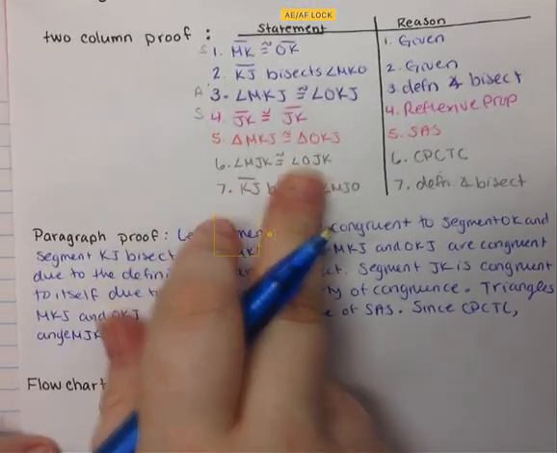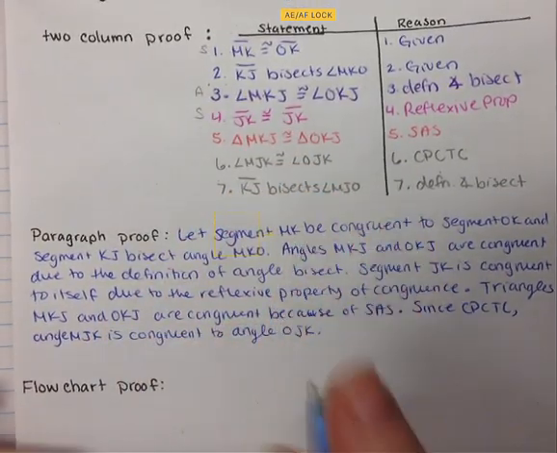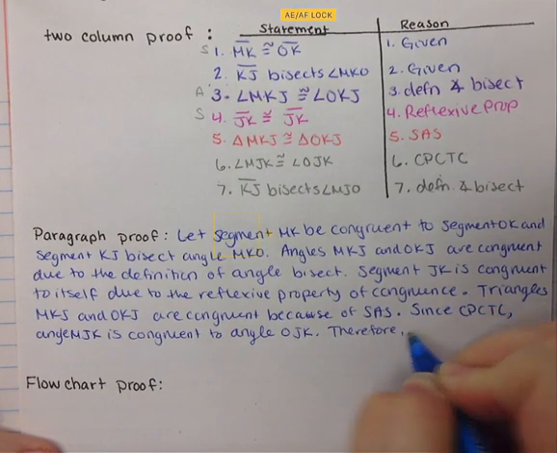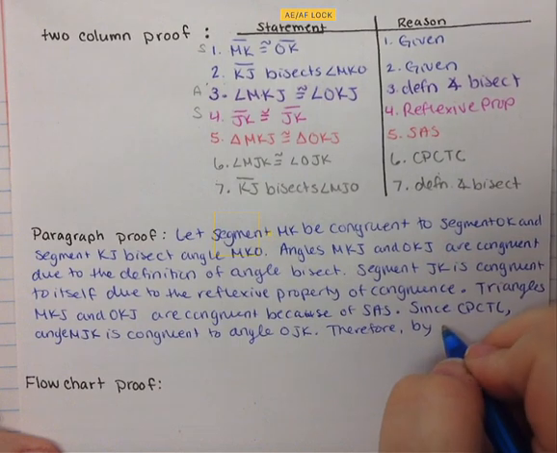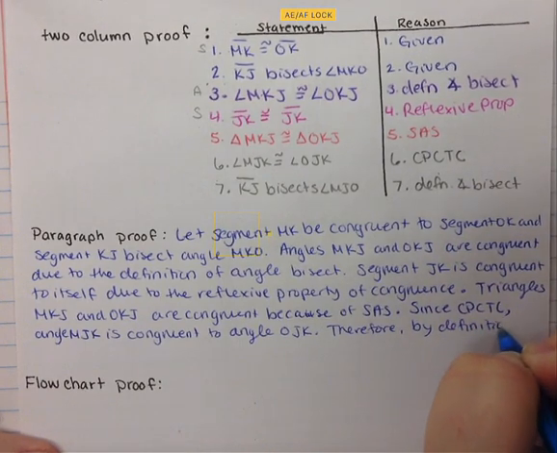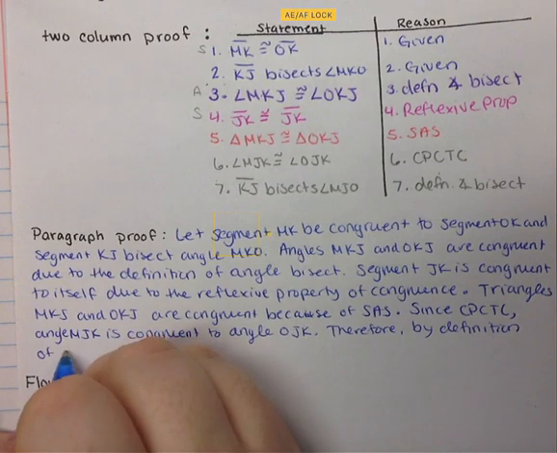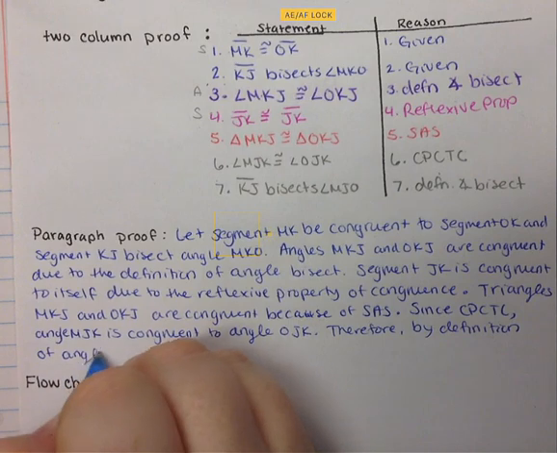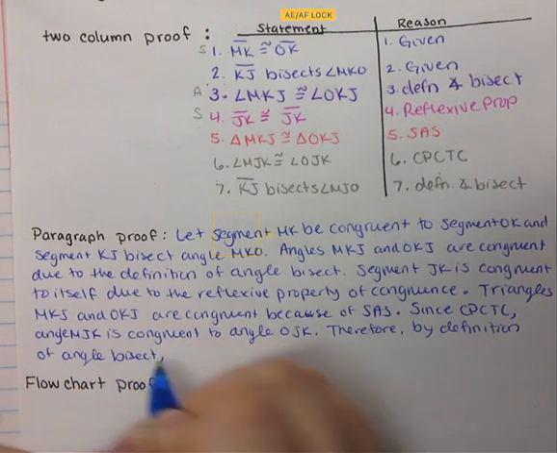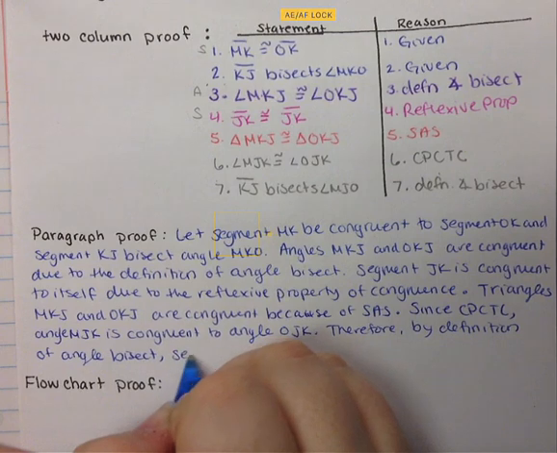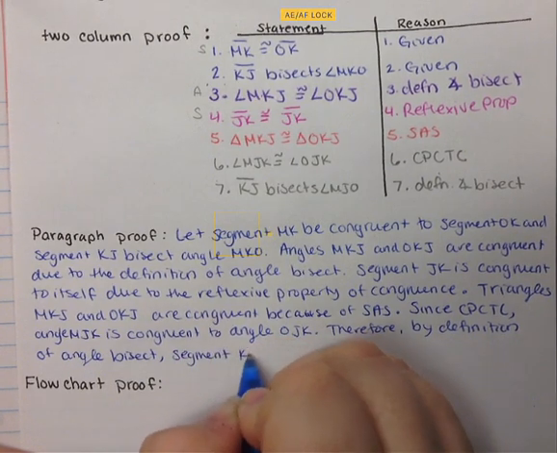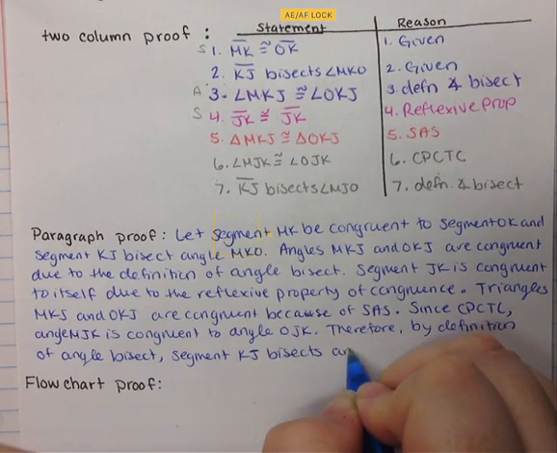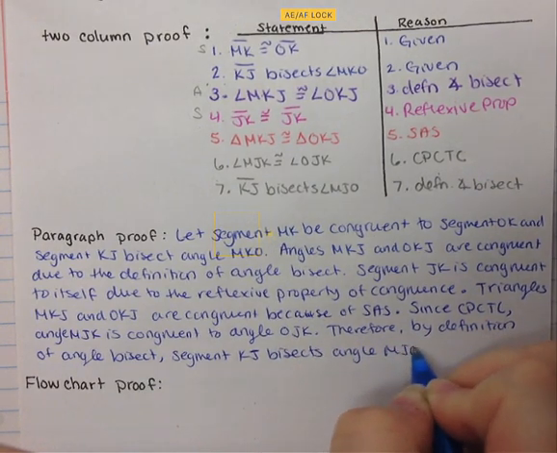Then we go to our last statement. That leads to our final conclusion, so we can say therefore, or in conclusion. Therefore, I'm just going to put the reason, by definition of an angle bisect, our segment KJ bisects angle MJO.